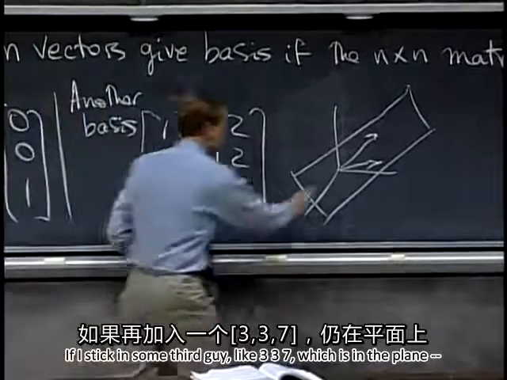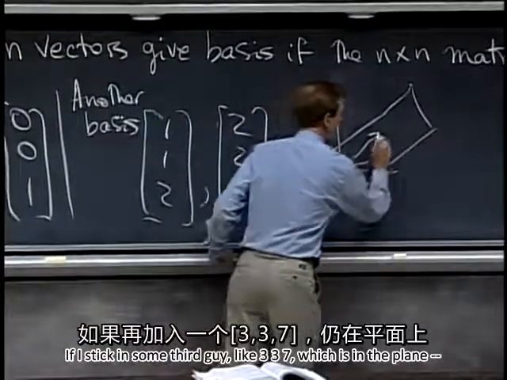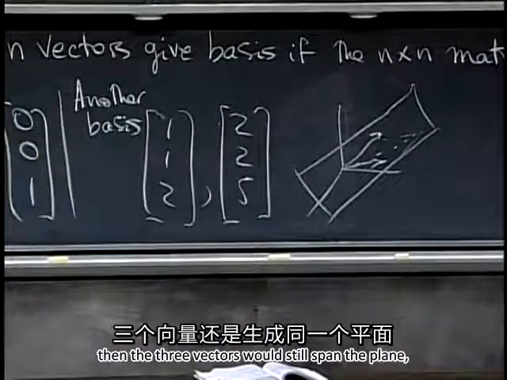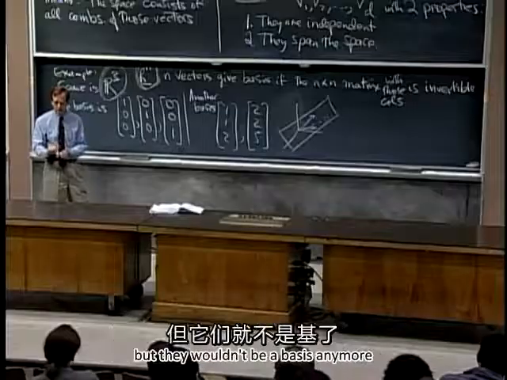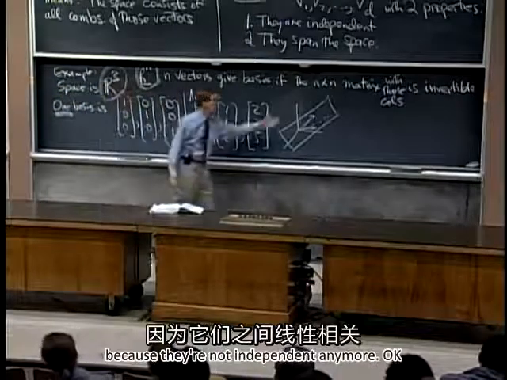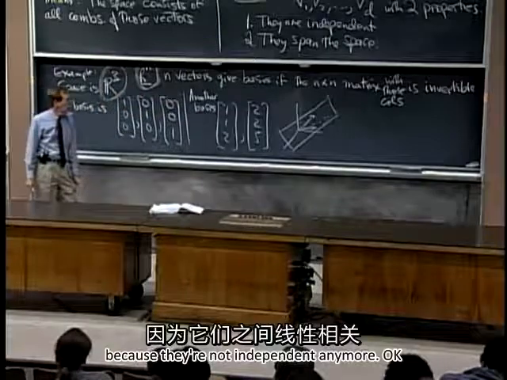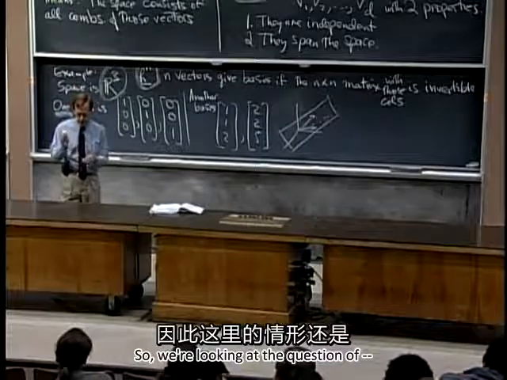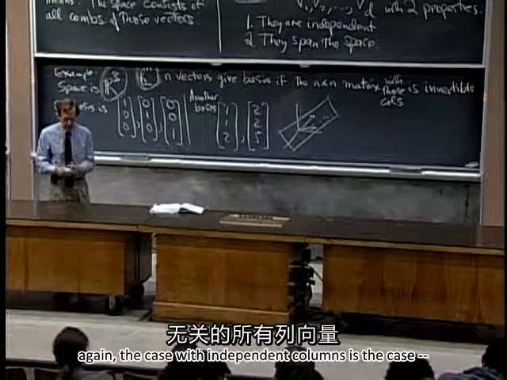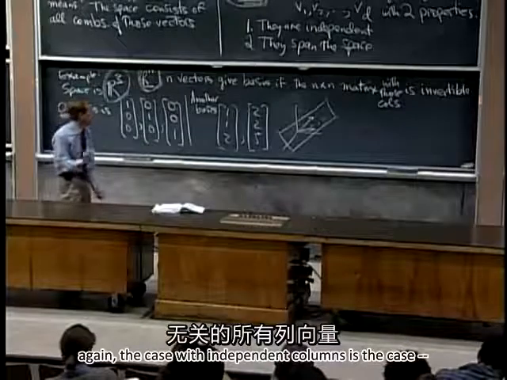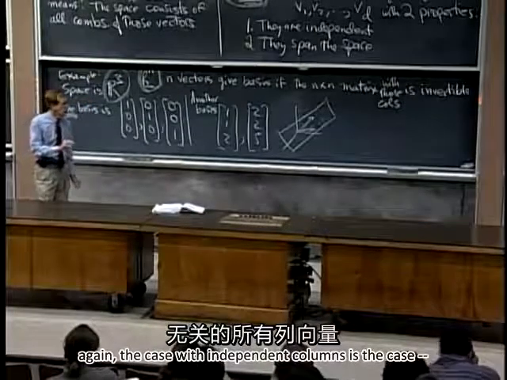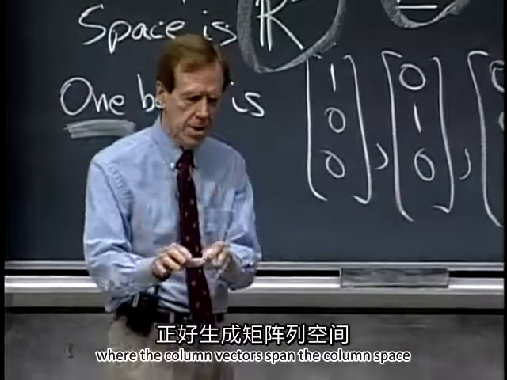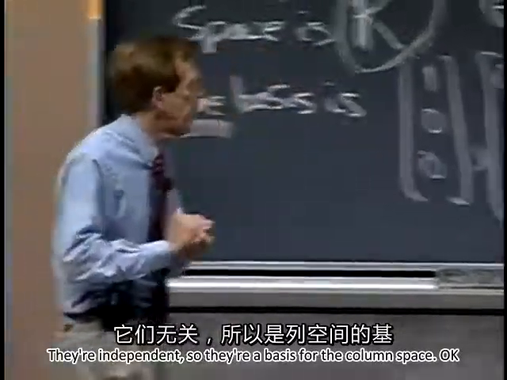If I stick in some third vector like 3, 3, 7, which is in the plane, then the three vectors would still span the plane, but they wouldn't be a basis anymore because they're not independent anymore. Okay. So we're looking at the case with independent columns, where the column vectors span the column space. They're independent, so they're a basis for the column space.